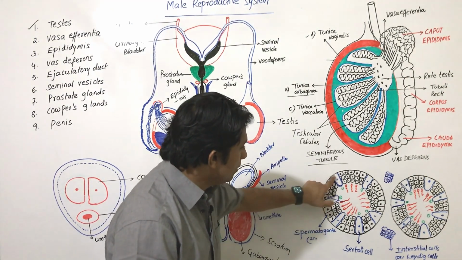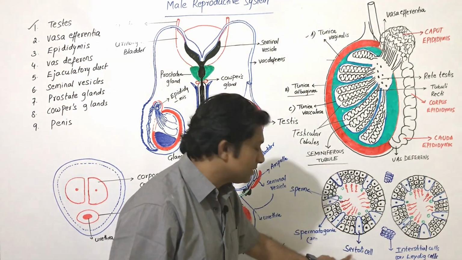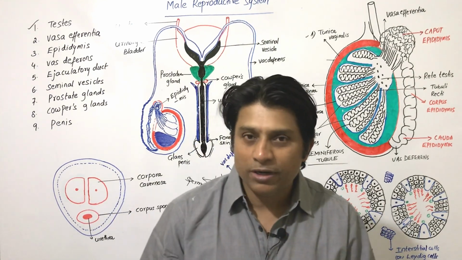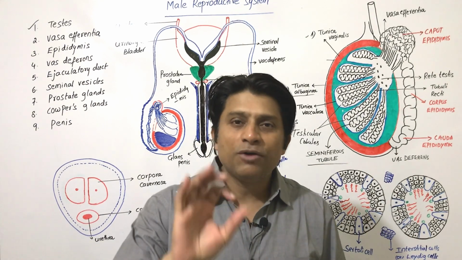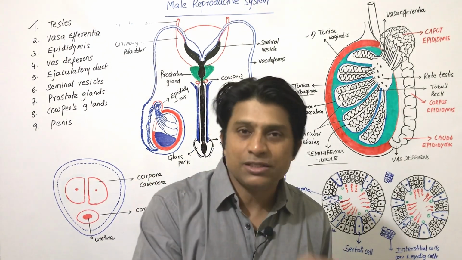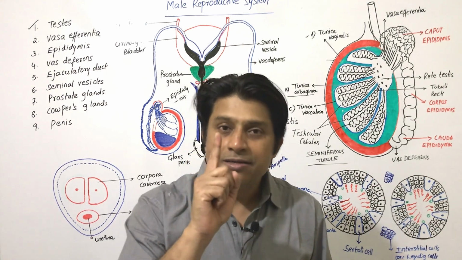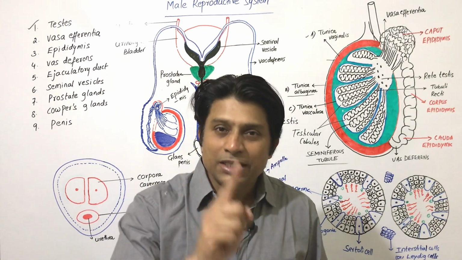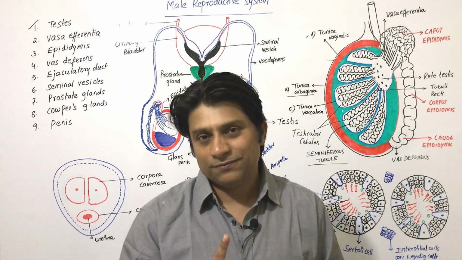Whereas the columnar cells present in between them are the Sertoli cells. Now these cells are very important. They play several roles. Let us find out a few functions of these Sertoli cells. First, number 1, the Sertoli cells are called nurse cells. They are nourishing cells. They provide nourishment to the spermatozoa initially.